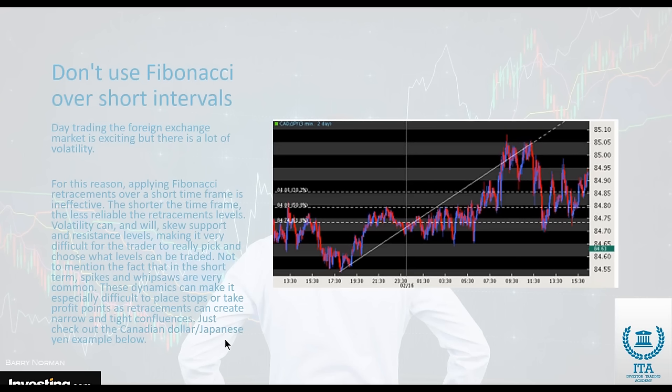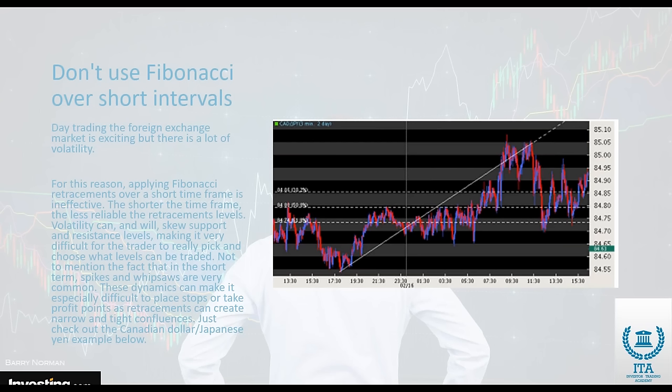Now, as I've been stating over and over, do not use Fibonacci's over short intervals. Day trading the foreign exchange market is exciting, but there is lots of volatility. For this reason, applying Fibonacci retracements over short-term timeframes is ineffective. The shorter the time frame, the less reliable the Fibonacci retracement levels are. Volatility can and will skew support and resistance levels, making it very difficult for traders to pick and choose what levels can be traded.